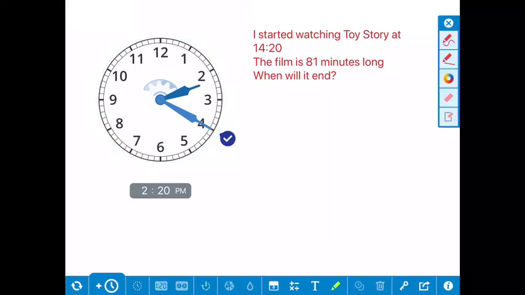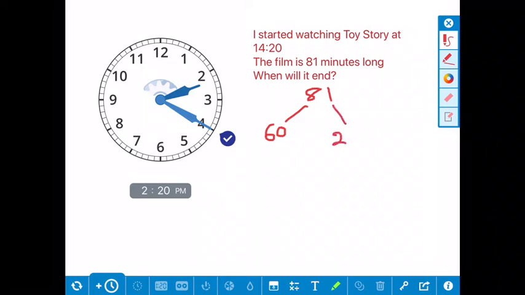is to take your 81 minutes and to split it into 60 minutes, which would be 1 hour, and what would be left would be 21 minutes. So there you've got your 1 hour and your 21 minutes. And you could check that just by adding them back together. 60 add 21 would get you back up to 81.